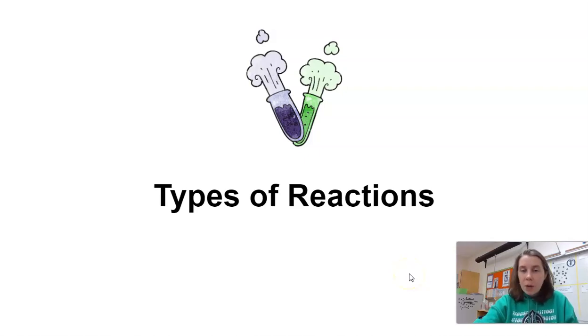Hello, today we're going to talk about the different types of chemical reactions. There are 5 that we're going to discuss in this unit, and they don't incorporate every kind of reaction you could encounter, but it is the vast majority of the different kinds of reactions that we have in nature.